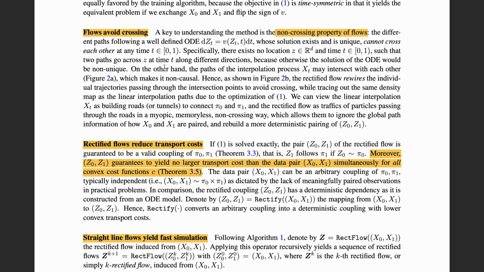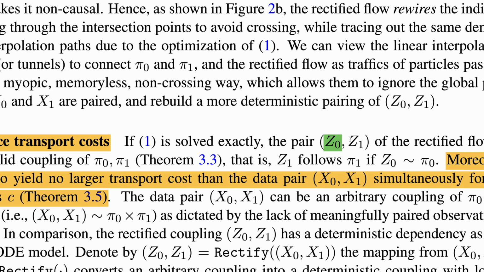So that's one first great property. The other one is that rectified flows reduce transport costs. That means that after training, if you start from Z0, you can generate Z1.